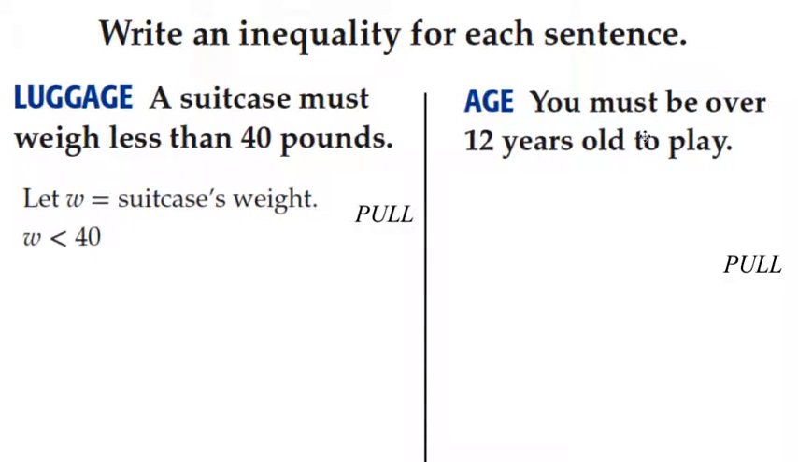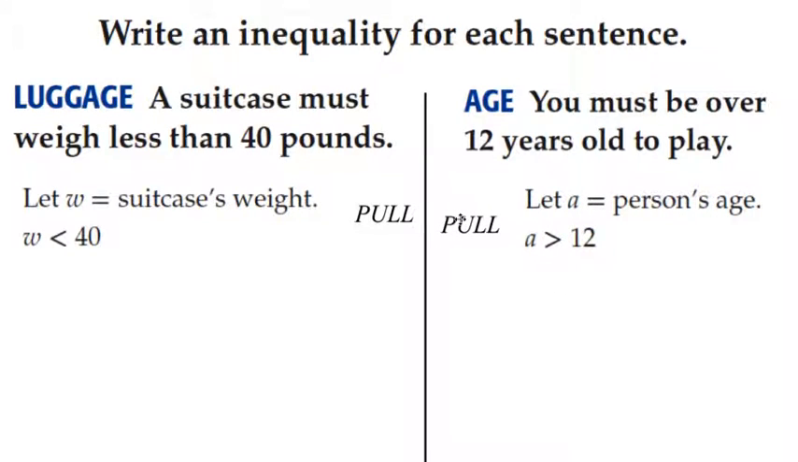How about your age? You must be over 12 years old to play. Could you equal 12 years old? No, you have to be older than 12. So it has to be greater than 12. So the age must be greater than 12. So that's how we would write those using an inequality.